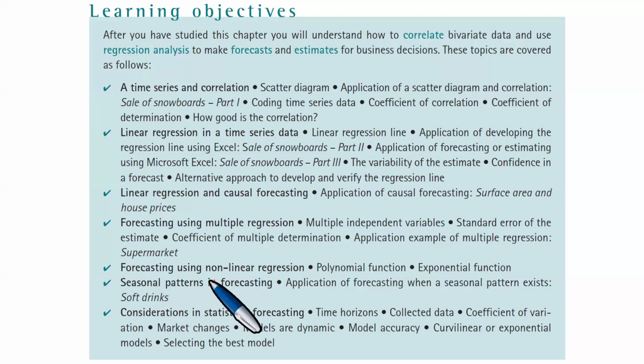The idea of forecasting using nonlinear regression, polynomial function, exponential function, and then looking at seasonal patterns in forecasting, application of forecasting when a seasonal pattern exists, soft drinks, considerations in statistical forecasting, time horizons, collected data, the coefficient of variation, market changes, models, and models are dynamic, and obviously the notion of model accuracy, the curvilinear or exponential models, selecting the best model. Okay, these are some of the learning objectives in view of what we're going to discuss.